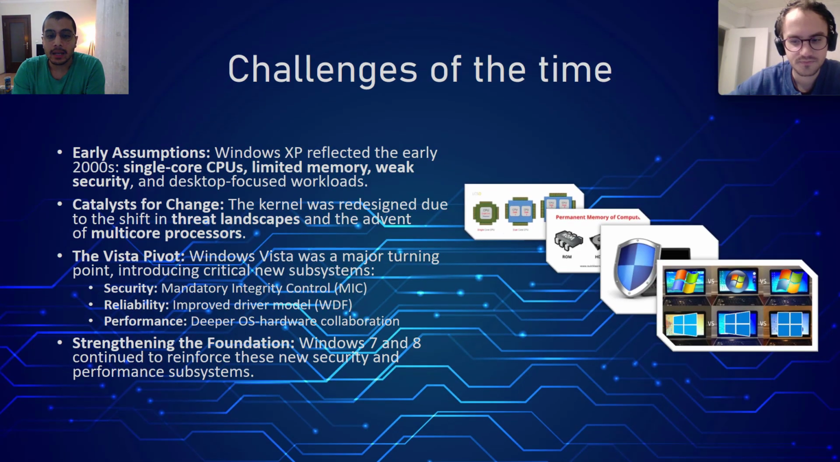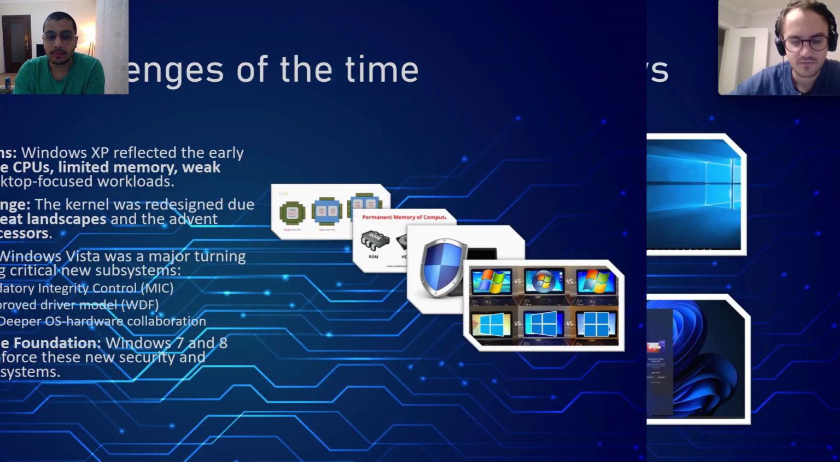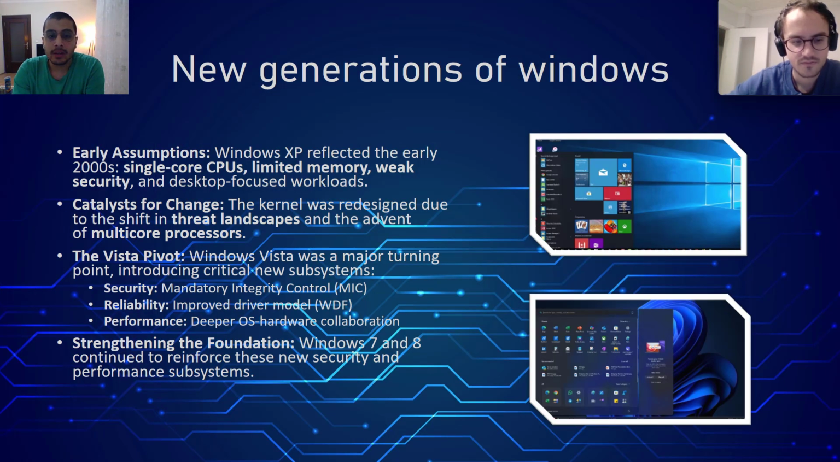Windows XP was designed for single-core CPUs, limited RAM, and a weaker security landscape. The rise of modern threats and multi-core processors forced a kernel redesign. Vista became the turning point with major security, driver, and performance improvements. Windows 7 and 8 built on Vista's foundation, refining reliability, performance, and security to meet evolving hardware and software demands.